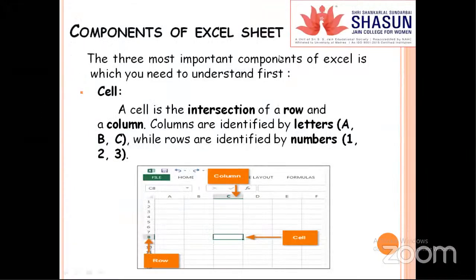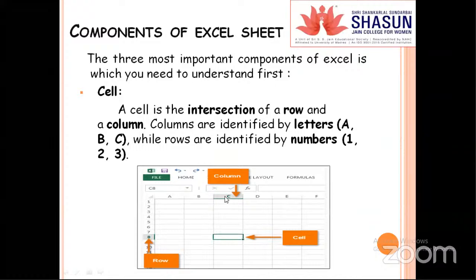What are the components of an Excel sheet? The 3 most important basic components of an Excel sheet, which we need to understand first, are cell, worksheet, and workbook. The first is the cell. What is a cell? The intersection of a row and a column is called a cell.